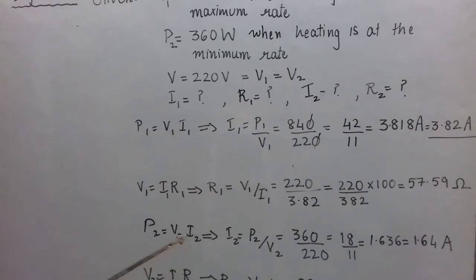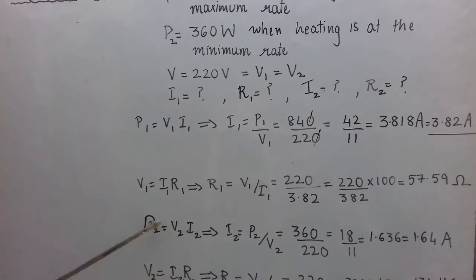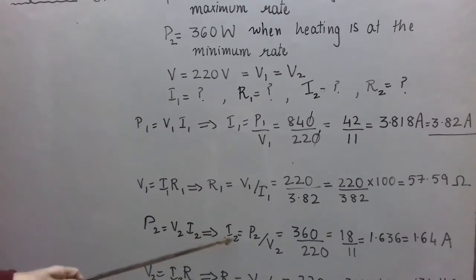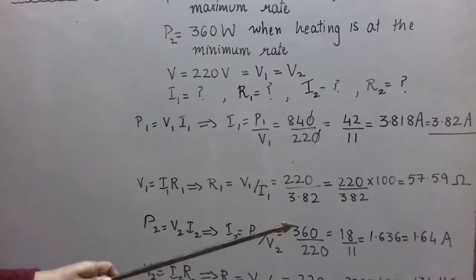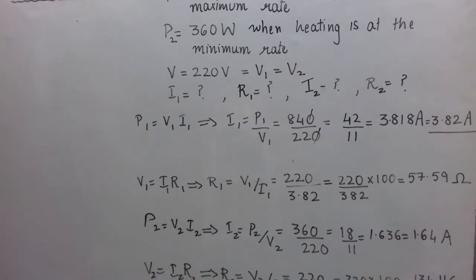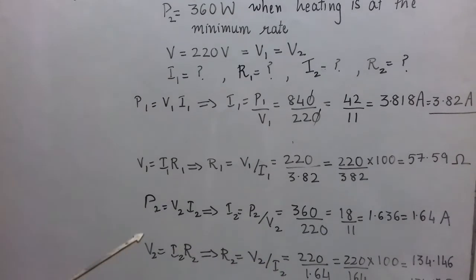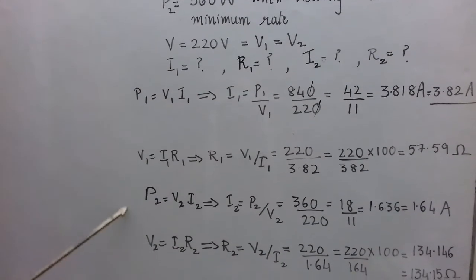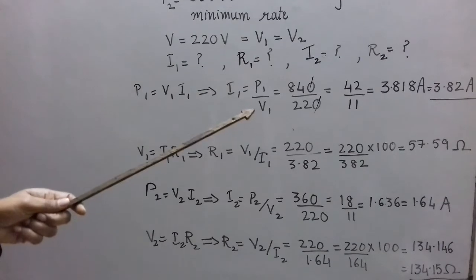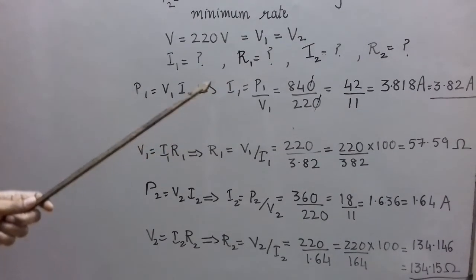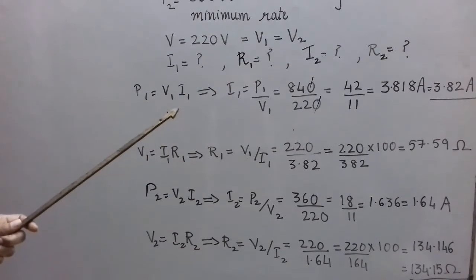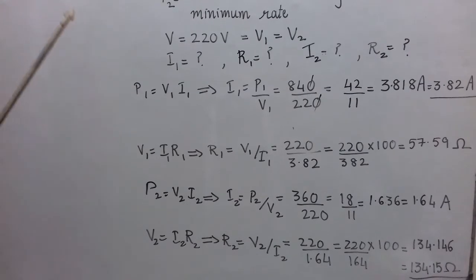Similarly, for the second case, we can find the current and resistance by using this expression P2 is V2 I2 and Ohm's law. So after putting the values here, we get I2 as 1.64 ampere and R2 as 134.15 ohms. Remember students, you should write the correct unit when you write the answer. When you don't write the unit or write wrong unit, you lose marks for that. I hope this is clear to you.